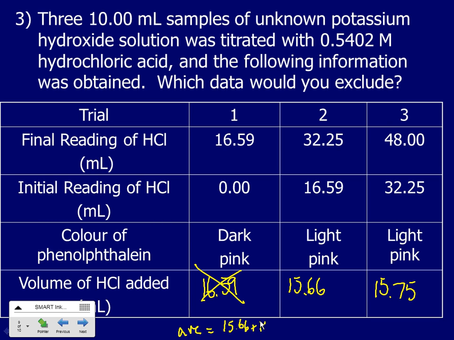15.66 plus 15.75 divided by 2. 15.71, and that is milliliters. Okay. So we titrated 10 milliliters, unknown potassium hydroxide, and we know 0.5402 hydrochloric acid. All right. Let's go ahead and solve it.